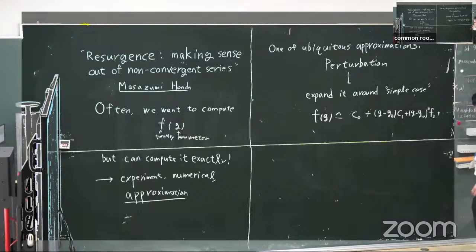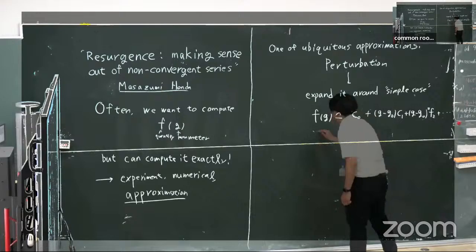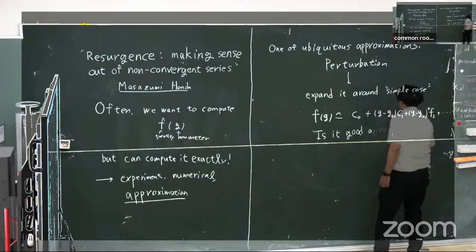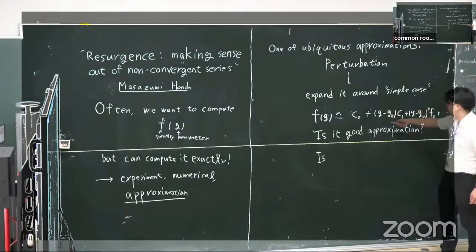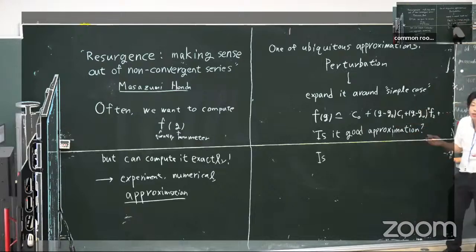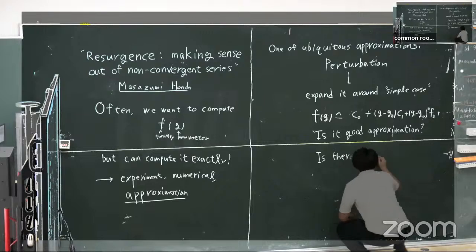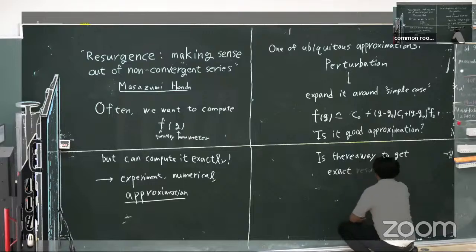We can take g0 equals 0 without loss of generality by redefining the parameter. Here, the question of my talk is: is it a good approximation in general? Another question is: given the coefficients of the perturbation theory, is there a way to get the exact result by resumming the perturbation series? Okay. Do you have any questions so far?